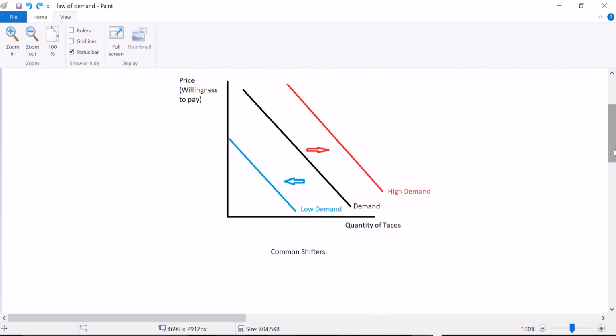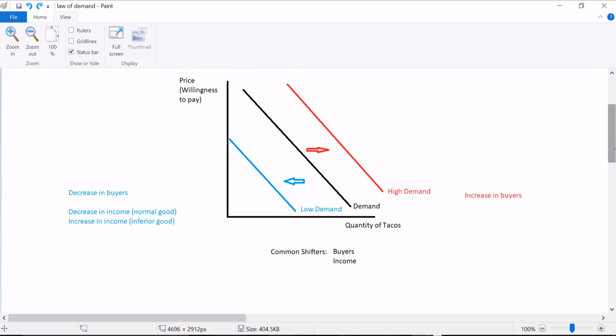Common demand shifters. Number of buyers. So if there's a decrease in buyers, there's going to be lower demand, lower quantities at every price because there's not as many people buying the goods. Increase in buyers leads to higher demand. Another thing is income. Consumer income affects demand. If you have a normal good, then a decrease in income decreases demand. If you have an inferior good, then an increase in income decreases demand.